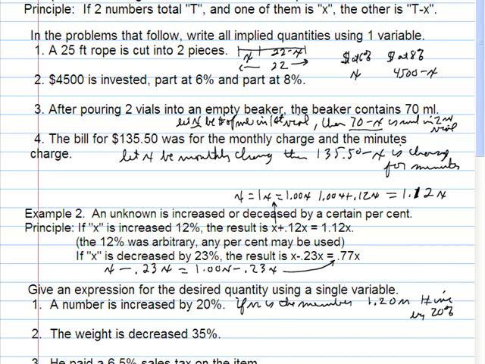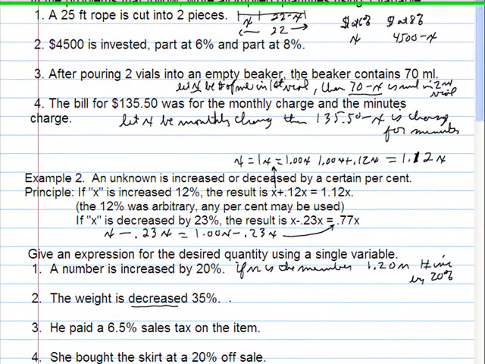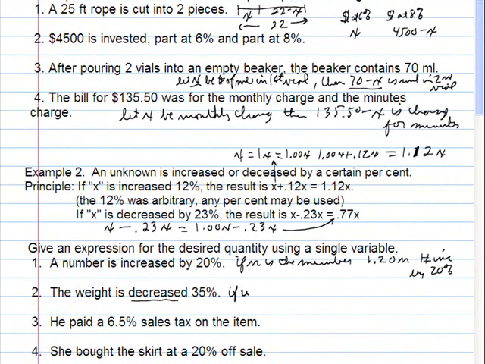Okay? Suppose a certain weight is decreased, this time decreased, not increased, decreased by 35%. If W is the weight and it gets decreased 35%, then 0.65W is the decreased weight. Okay? If it goes down 35%, then 65% of the weight remains.